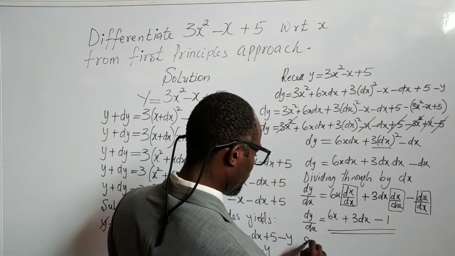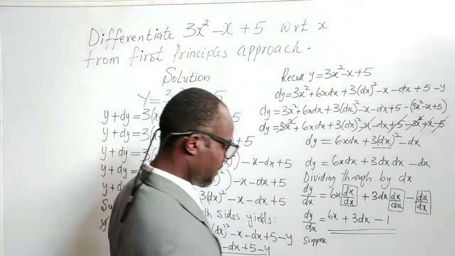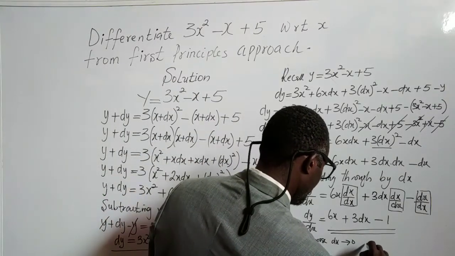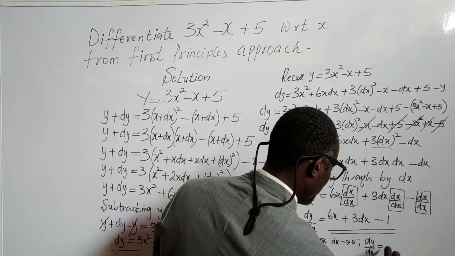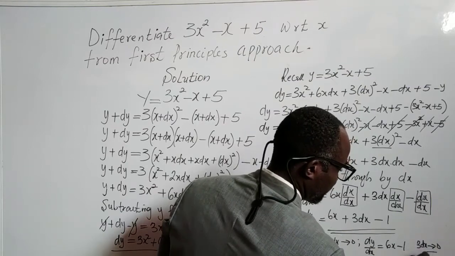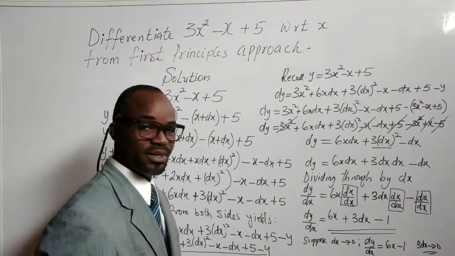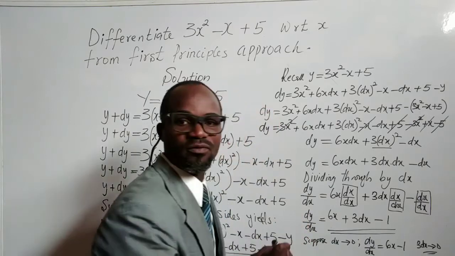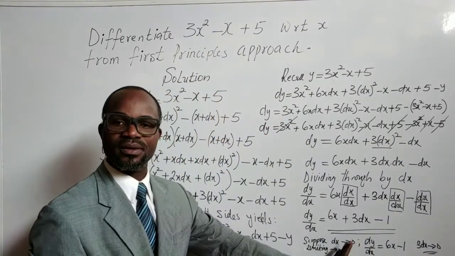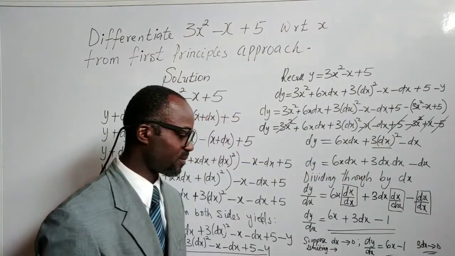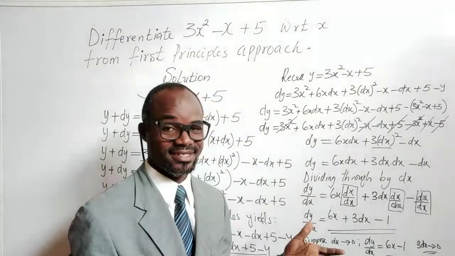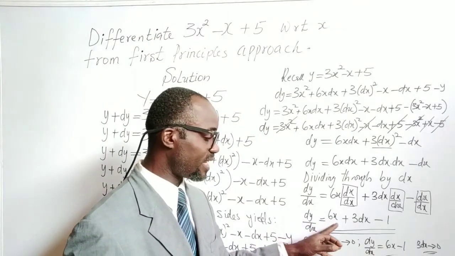But what if, suppose, dx tends to 0, what happens? That's another question. It means that dy over dx is equal to 6x minus 1, okay? Because 3dx becomes zero. Right? That's the limiting value of this. Okay? The limiting value, suppose dx tends to zero. That's the limiting value, okay? The final answer is this. If dx tends to zero, the final answer becomes dy/dx is equal to 6x minus 1. But if dx does not tend to zero, the final answer remains 6x plus 3 dx minus 1.